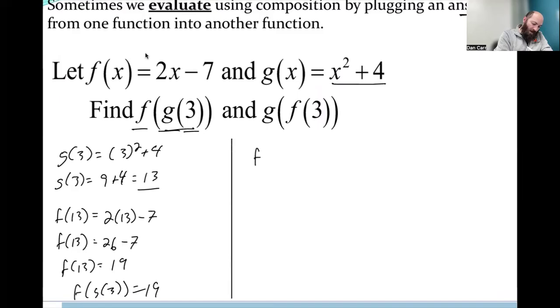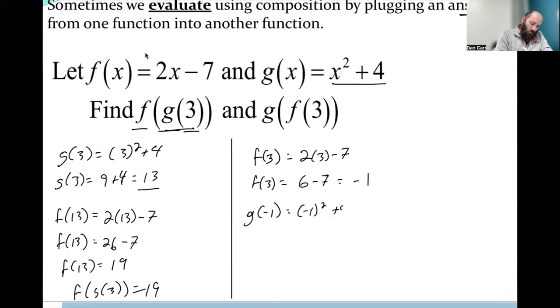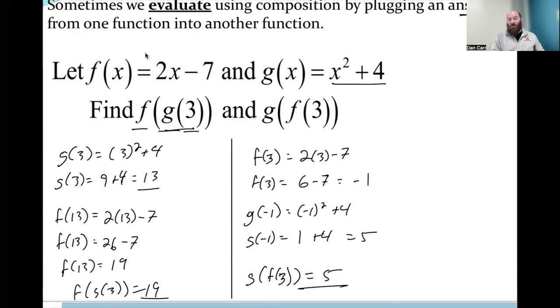So I'm going to first evaluate f of 3. So that's equal to 2 times 3 minus 7. So that means f of 3 is equal to 6 minus 7, which is equal to negative 1. Now that I have that, I'm going to plug that into the g function. So g of negative 1 equals negative 1 squared plus 4. g of negative 1 is equal to 1 plus 4, which just equals 5. So that means my final answer here is g of f of 3 just equals 5. Okay, so we get 19 and 5 in these two cases.